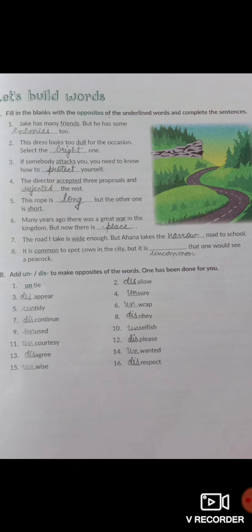Then sixth one, many years ago there was a great war in the kingdom but now there is peace. Opposite of war is peace. Then seventh one, the road I take is wide enough but Ahana takes the narrow road to school. Opposite of wide is narrow. Eighth one, it is common to spot cows in the city but it is uncommon that one would see a peacock. Opposite of common is uncommon.